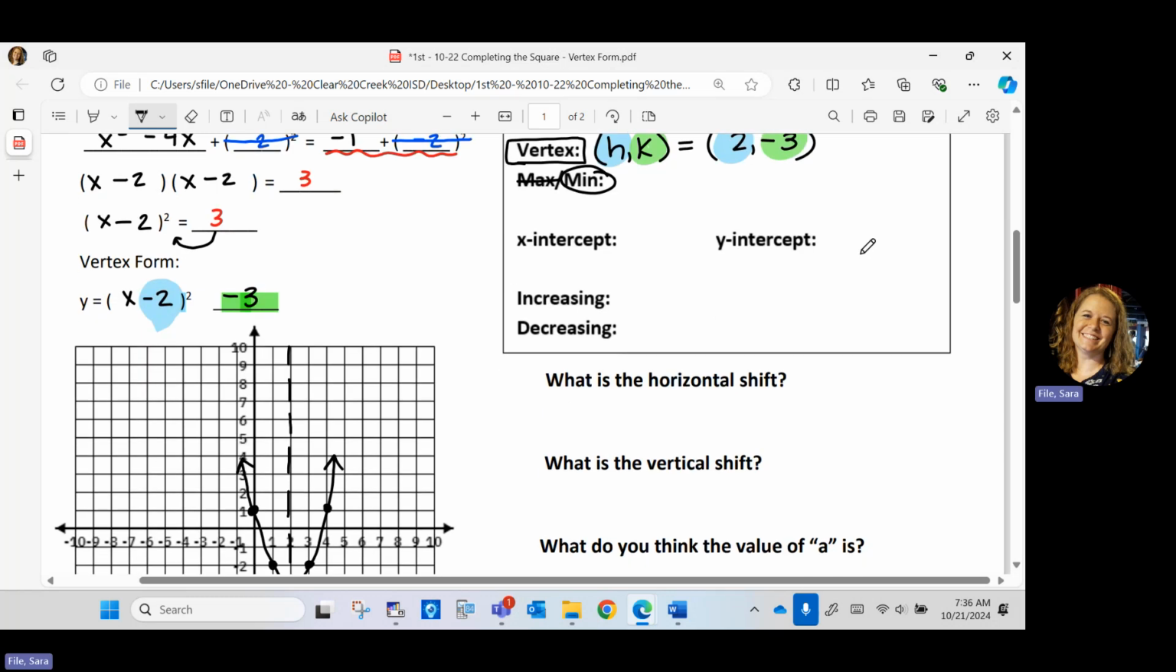All right, what's the y-intercept here? I can see the y-intercept on my graph.